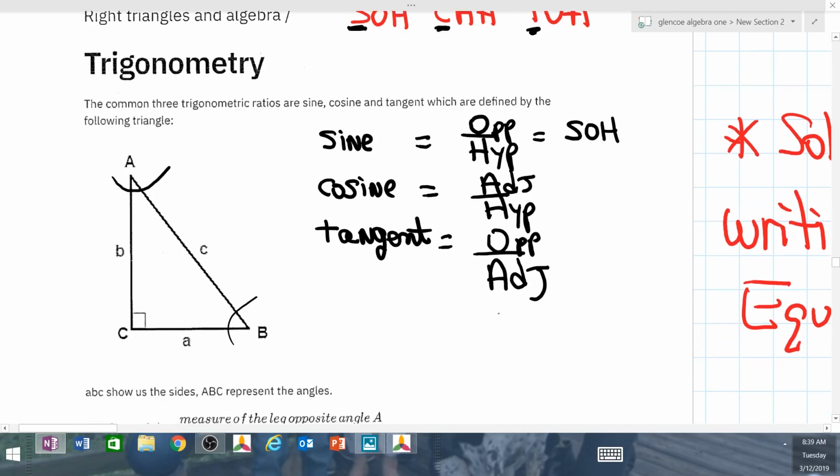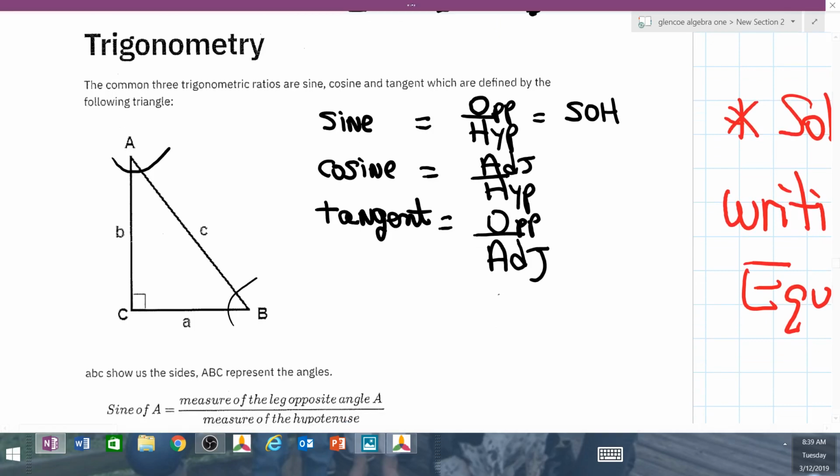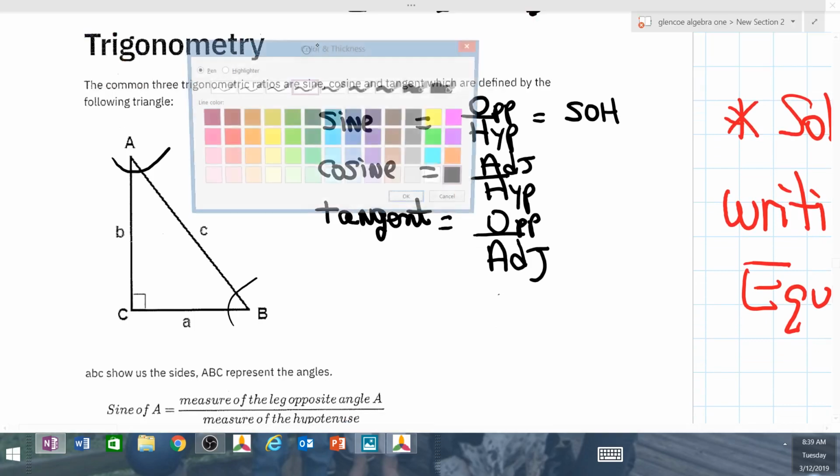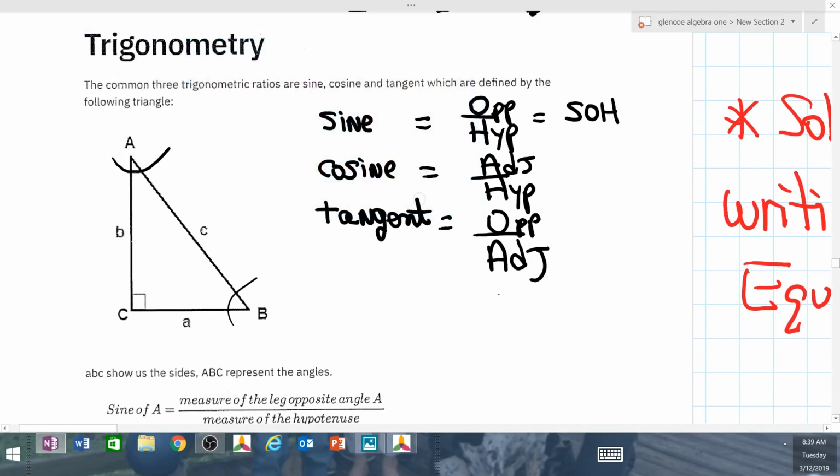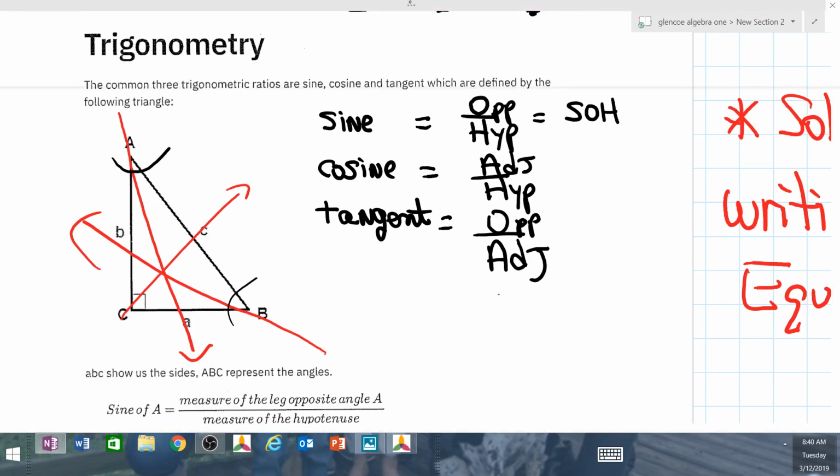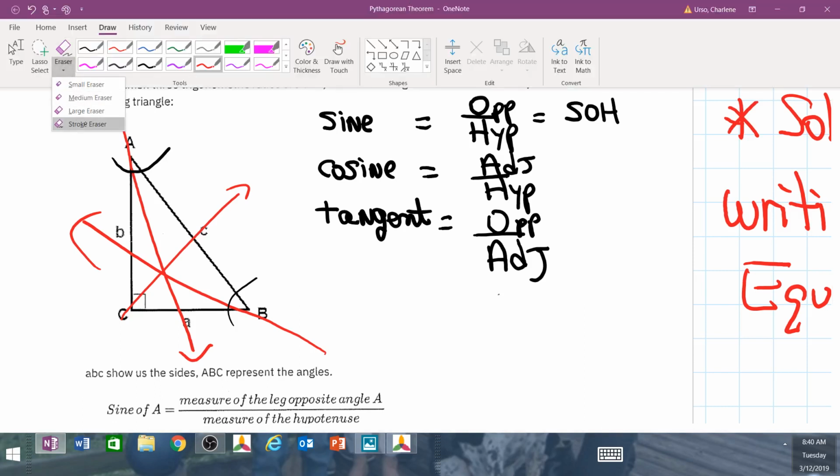Ms. Urso, how do you know it's opposite? Okay, so if you're not sure, you can just take your pencil and draw a line through the angle. Where does it come out? When you draw a line through angle A, you come out on side A. Through angle B, you come out on side B. And through angle C, you come out on side C. Very good. Okay, let's get rid of that mess so we don't confuse ourselves.